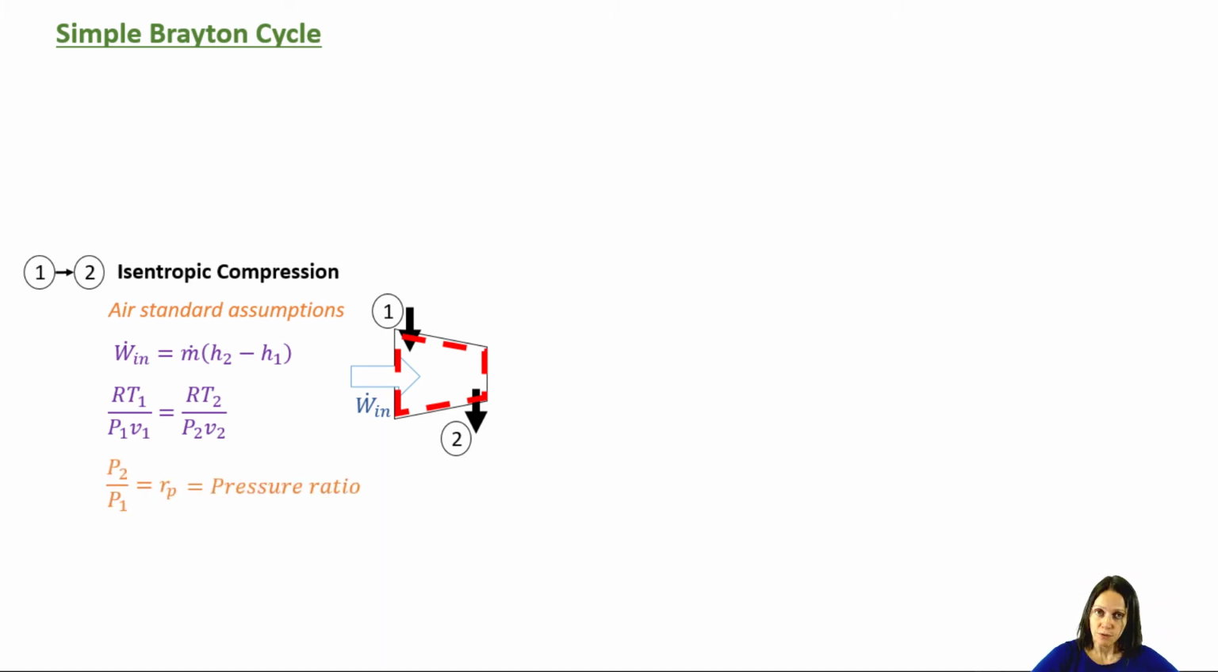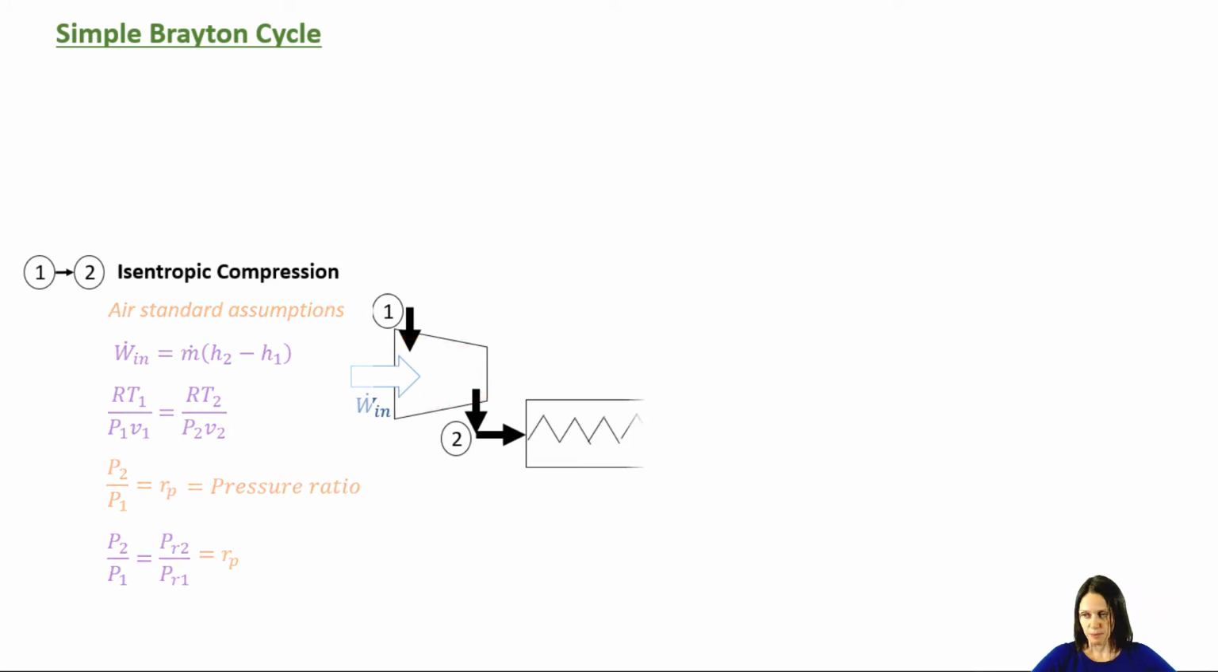I'm also going to define the pressure ratio. So this is R with a little subscript P. This is just the ratio of pressures after and before compression. And then I can bring that definition into my isentropic relationship for an ideal gas, which I can use because I have an isentropic process for an ideal gas. And this ratio right here is just equal to the pressure ratio. All right, so that's my first process.